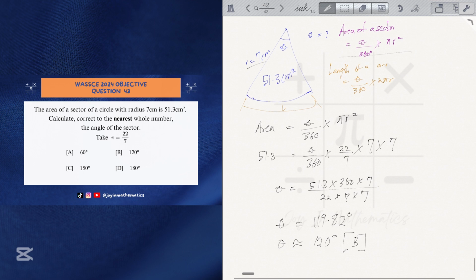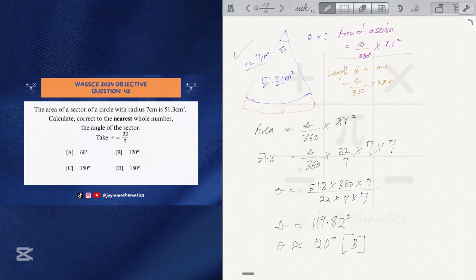So we see we drew the diagram first, and from the diagram we determined the formula to apply. From the formula to apply, we evaluated what we needed to evaluate.